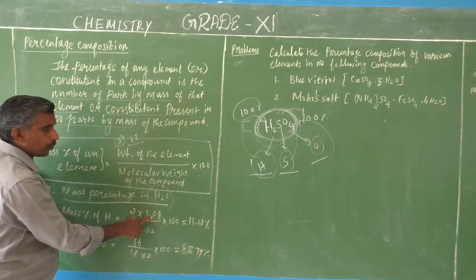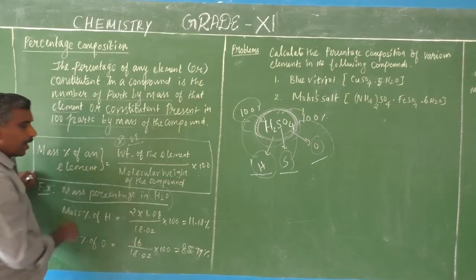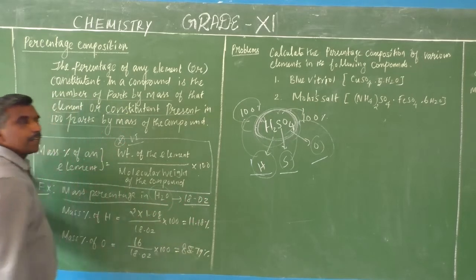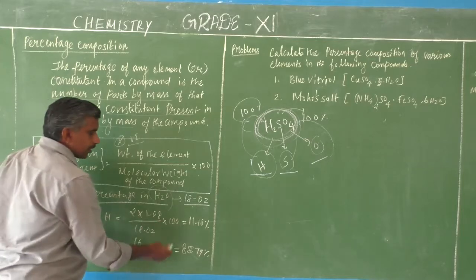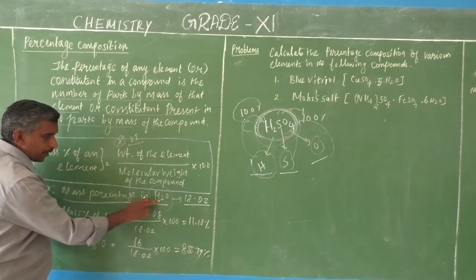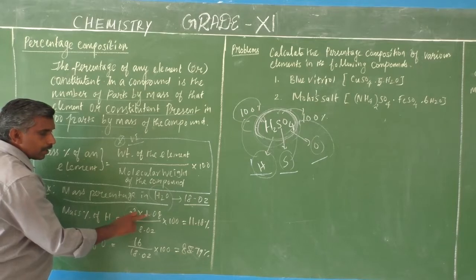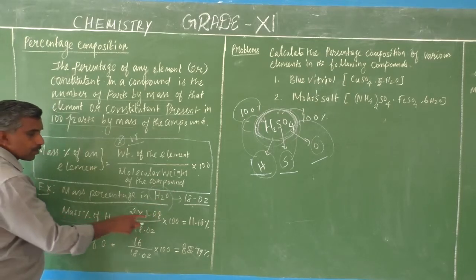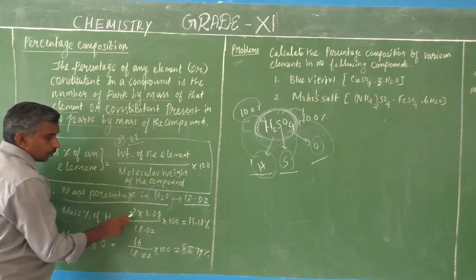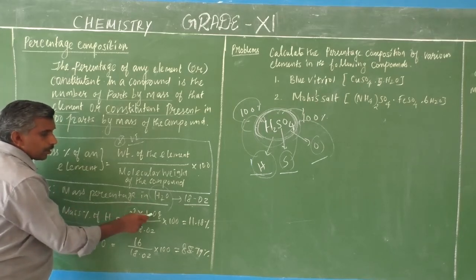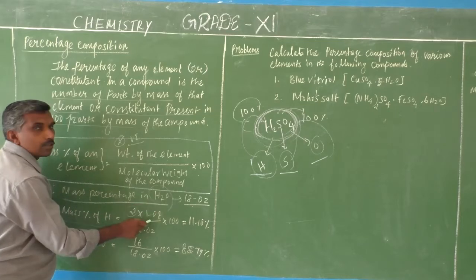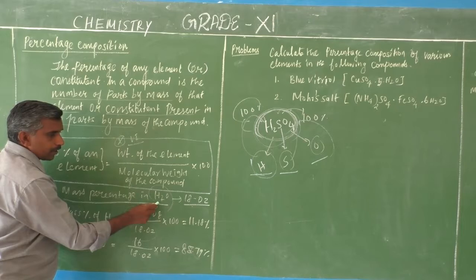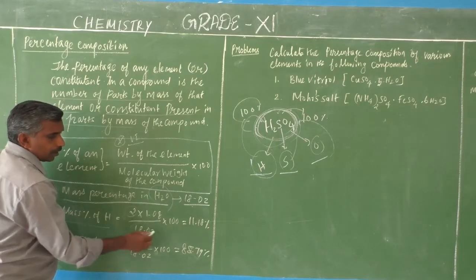Hydrogen weight 1.08 into molecular weight. Water molecular weight is 18.02, into 100. Here 2 indicates the number of hydrogen atoms, into the weight of the hydrogen. What is the problem? Mass percentage of hydrogen. So you take the hydrogen. Here 2 indicates the number of hydrogen atoms into the weight of the element, hydrogen mass 1.08, divided by the molecular weight of the compound. What is the molecular weight of the water molecule? It is 18.0. What is the answer?